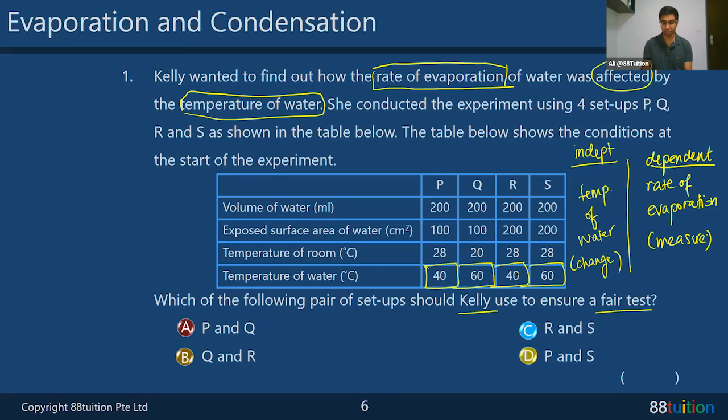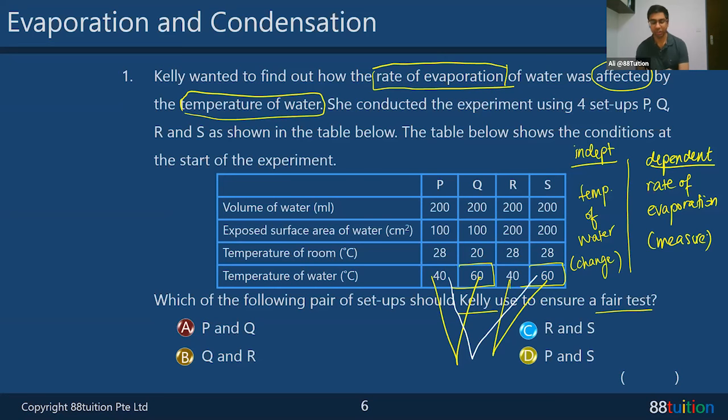Okay. So the temperature of water she should change. So that's why you cannot say P and R. If P and R are chosen, they are not changing the temperature. But you can choose P and Q. You can choose R and S, and so on and so forth. If you choose this, you can also choose one more. You can choose this 40 and this 60. Am I right? So these are the pairs and they are all in the answer options A, B, C, D.